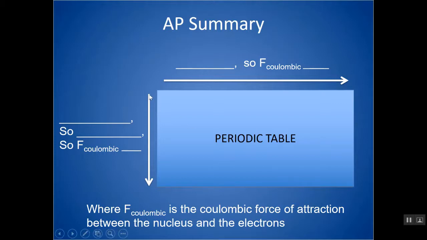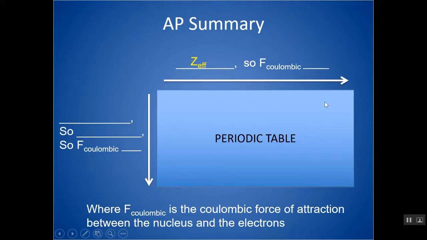If you are comparing something that goes across a period, and we're really just talking about the main group elements here, there might be some anomalies that happen in the D block or the F block, but as you go across the periodic table, across a period, what is your argument going to be? What's changing? The effective nuclear charge is changing.